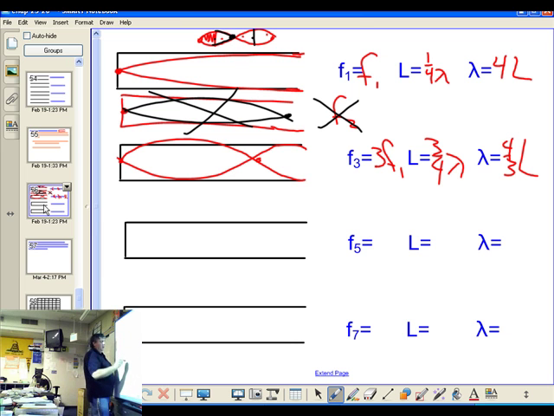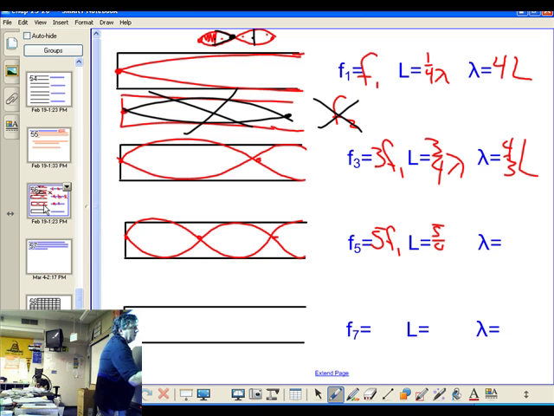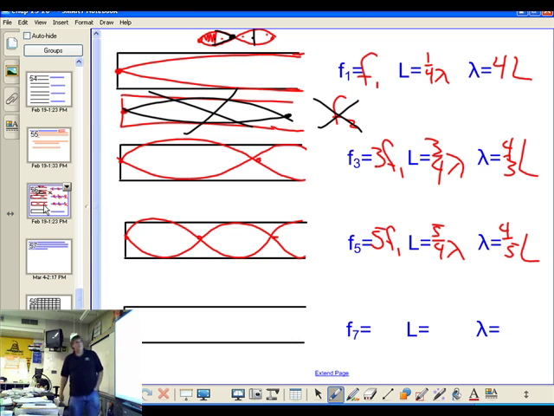F5. Again, we're going to add another antinode. Now we have basically 1, 2.5, or 5/4 L. So, look at the pattern and predict what F7 is going to be. Write down the information for F7.